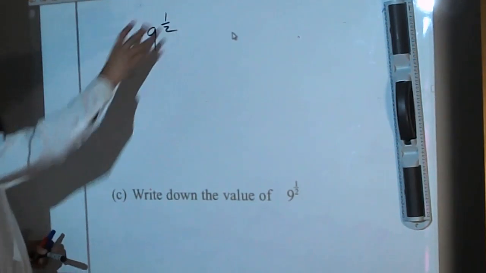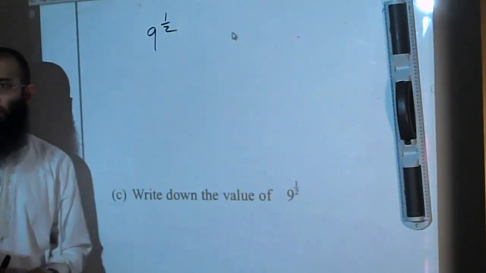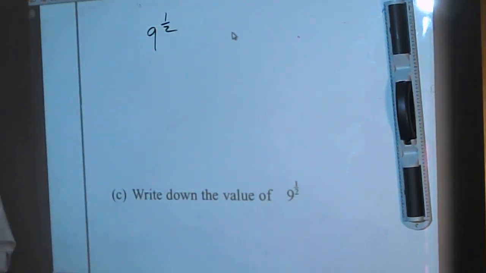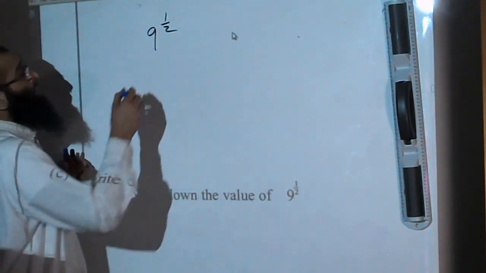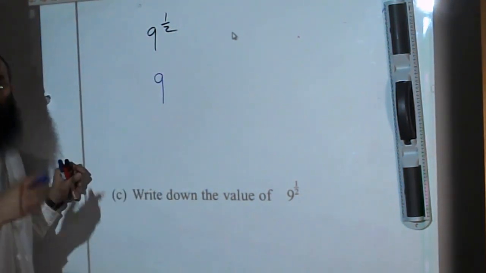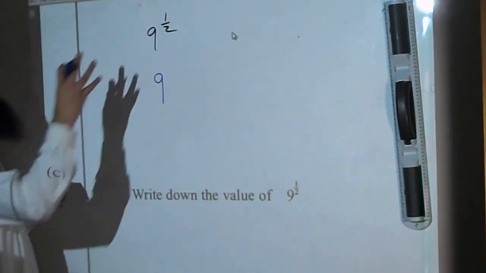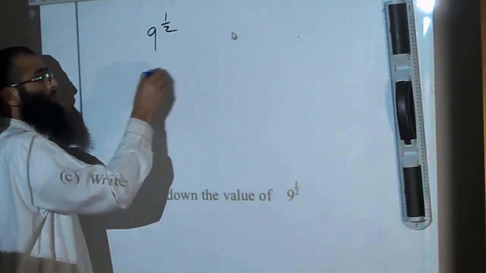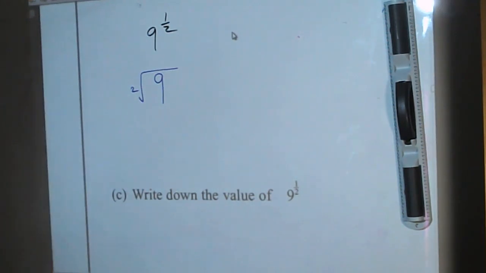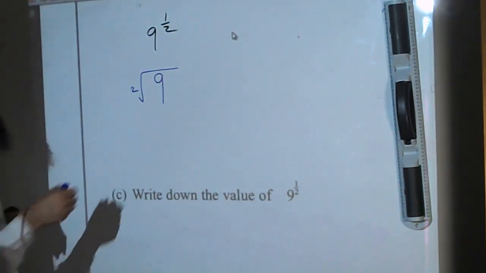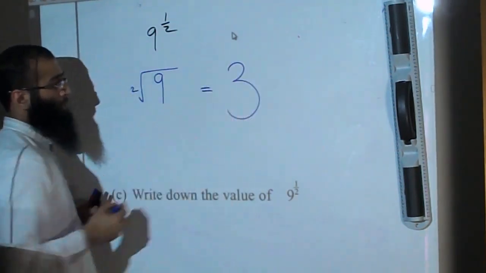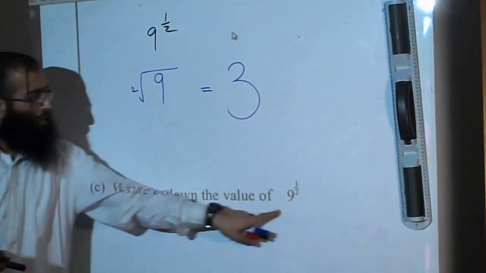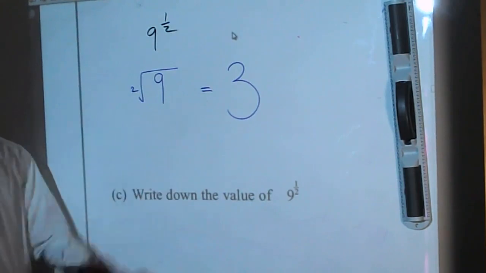Next question: write down the value of 9 to the half. First of all, what does the power of a half mean, Hamza? Power of a half means what? 0.5. Well, you just change into decimal. What does it mean if you have a power of a half? Square root. Okay, to the power of half means square root. So the square root of 9 will give us an answer of 3. So the value of 9 to the power of a half is 3.